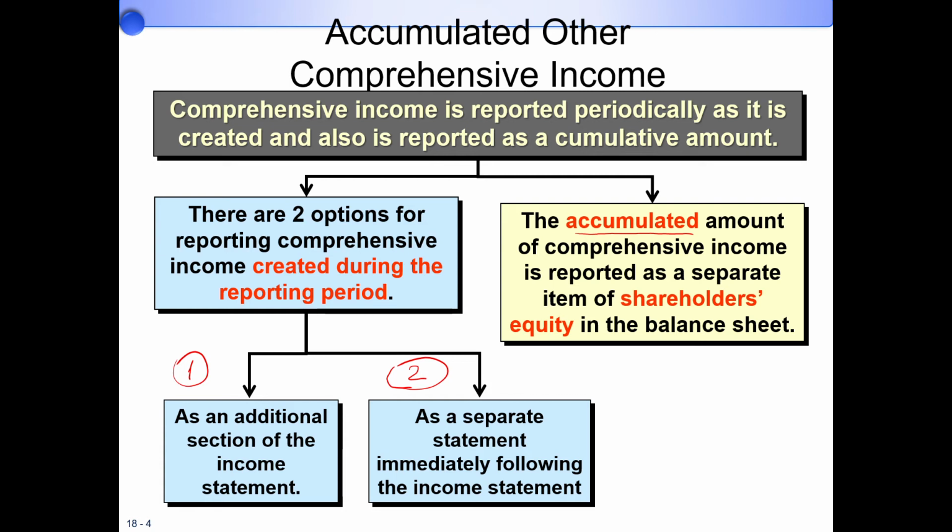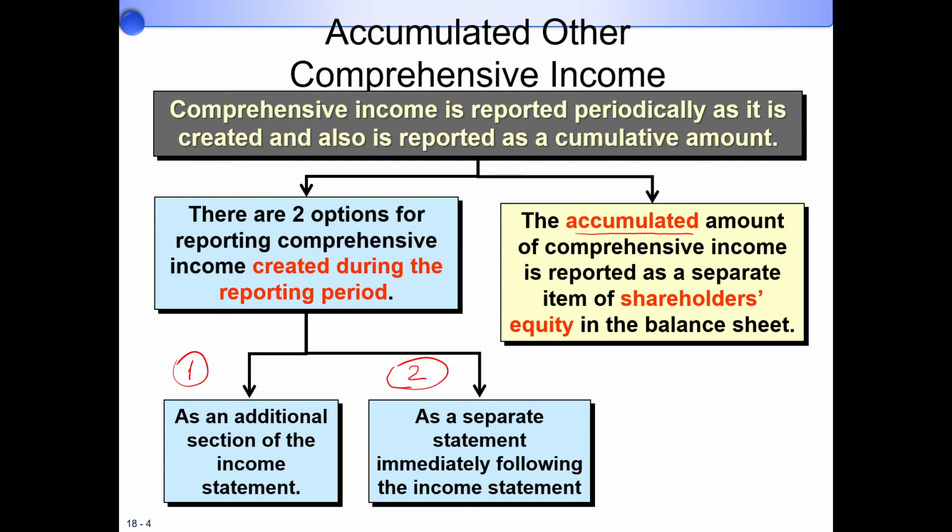Okay, since net income and other comprehensive income are very similar items, then retained earnings and accumulated other comprehensive income are also the same type of item. And we talk about retained earnings as a part of the shareholders' equity. That's why accumulated other comprehensive income is also part of the shareholders' equity.